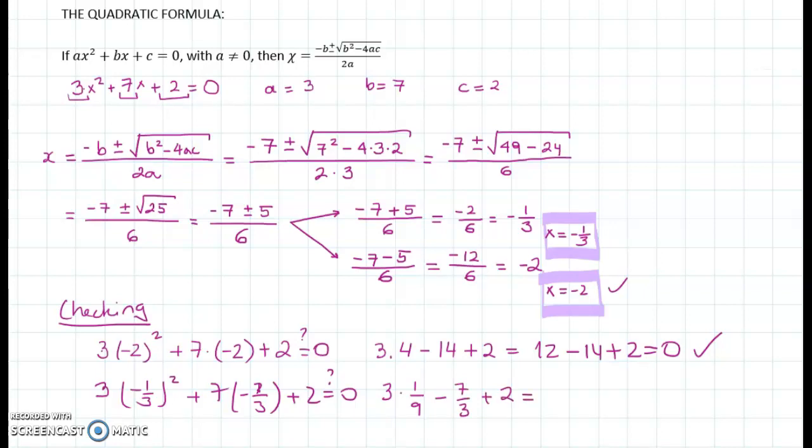And this is, we can cancel 1 factor of 3 from the denominator, so we have a third, minus 7/3, and then instead of writing 2, I'm going to write 6 over 3, so we have a common factor 3. So we have 1 minus 7 plus 6, all of that over 3, and that's equal to 0. So we verify that the second solution is also a solution.